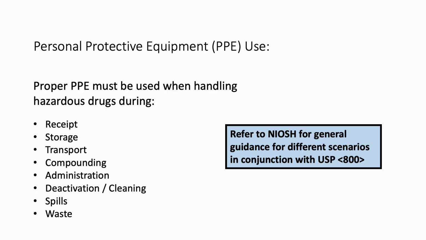And remember that USP 800 deals with not just compounding, but everything: receipt, storage, transport, compounding, administration, deactivation, cleaning, spills, and wasting. And proper PPE must be employed for every one of these steps. You can refer to NIOSH for general guidances of different types of scenarios and use this along with USP 800 to make a robust program.